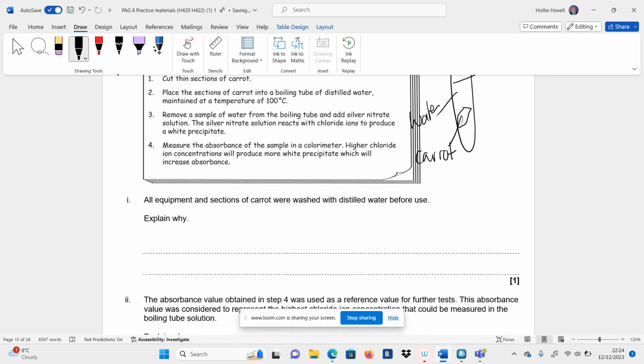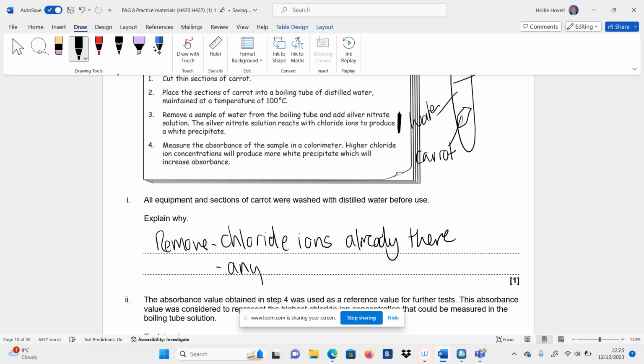Explain why. So we only want to be measuring the chloride ions that were produced in this part here. Okay, we don't want to be recording any chloride ions that were already there. So we want to remove chloride ions already there. And also remove any other chemicals that may react with that silver nitrate.